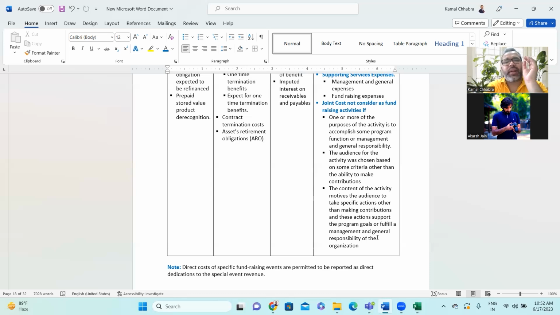So when the activity for which you have incurred a cost is not directly relating to the funding, but may be a general cost, administration cost, or maybe for any other activity, then that cost you need to bifurcate from the funding activity.